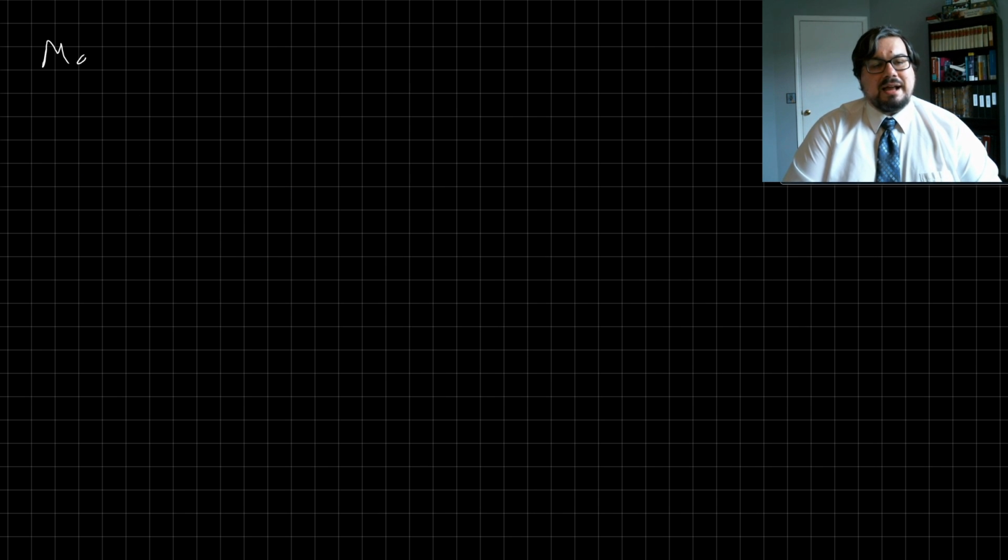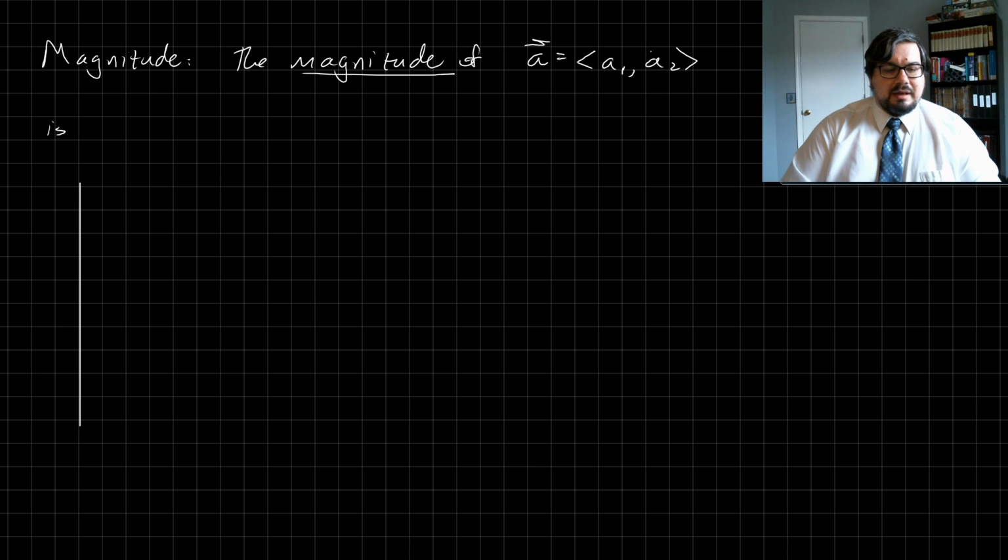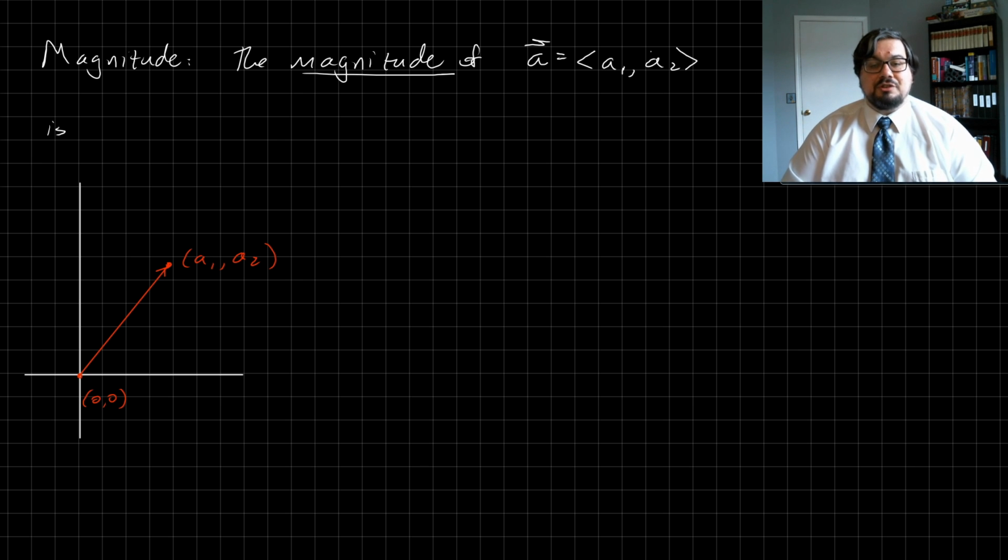So let's first talk about the magnitude. Actually, sorry, let me be more consistent. Much of the time, we use notation for the components that is related to the notation that we're using for the vector. So we'll talk about the vector A with components A1 and A2. To find the magnitude of a vector with components A1 and A2, we can look at the position vector. We know that the position vector here goes from the point 0, 0 to the point A1, A2. That's the definition of the position vector.